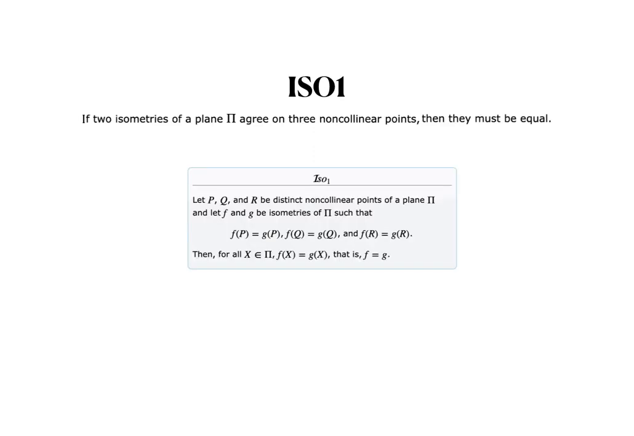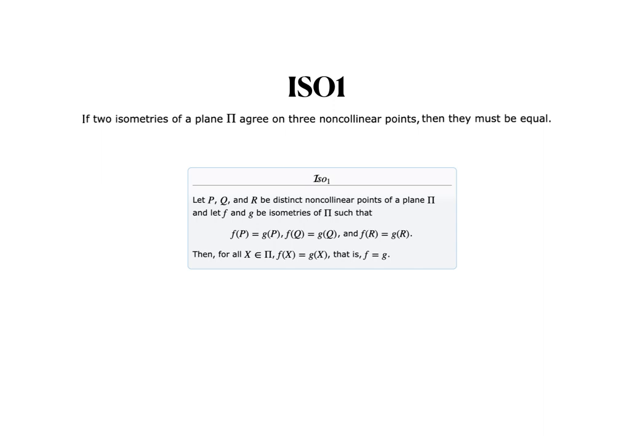ISO 1 says if two isometries of a plane agree on three non-collinear points, then they must be equal. So in other words, if I have two random isometries and I see that I have three non-collinear points and they get mapped to the same location under both, they are equivalent isometries.